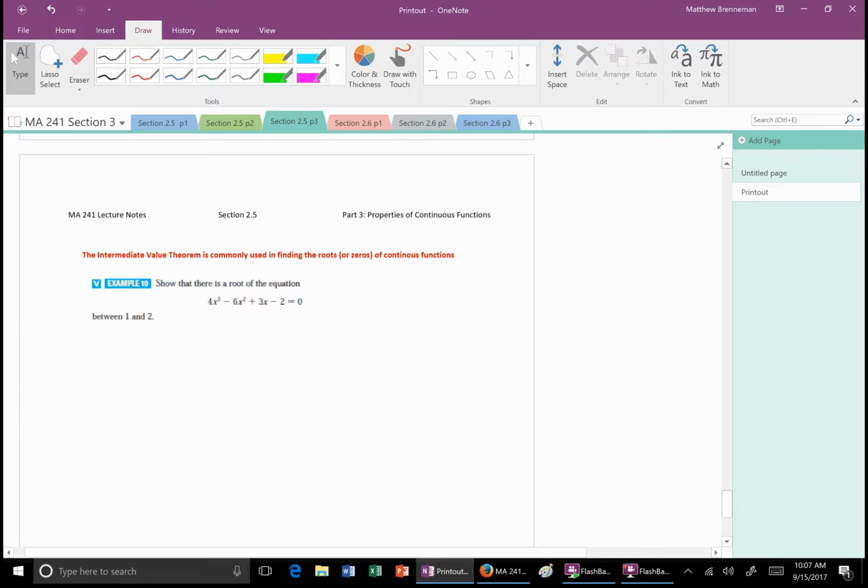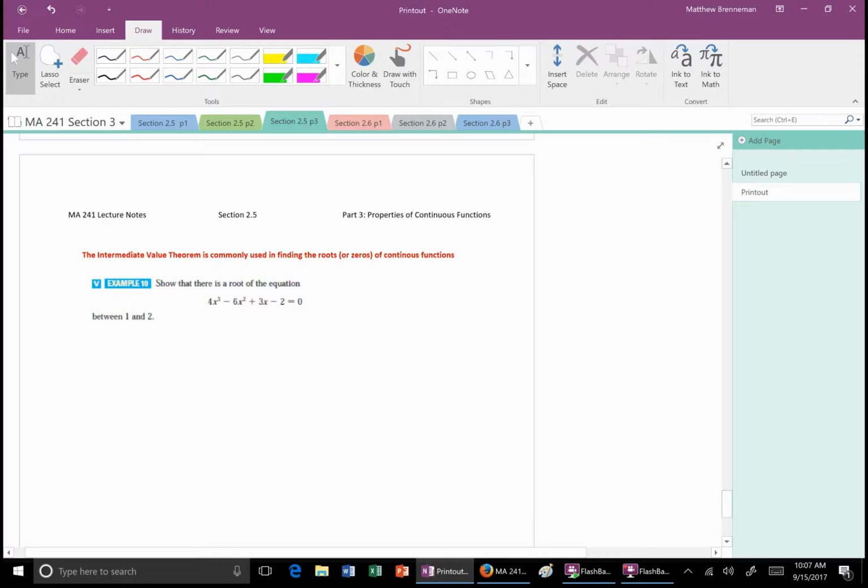Let's see how we use it. So here's the idea. I want to find the roots of a function. I'm going to find an interval so that at one endpoint the function is negative and at the other endpoint it is positive. That guarantees that there has to be some value where the function is zero.